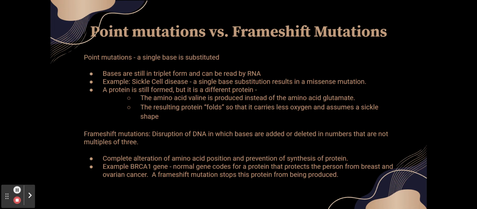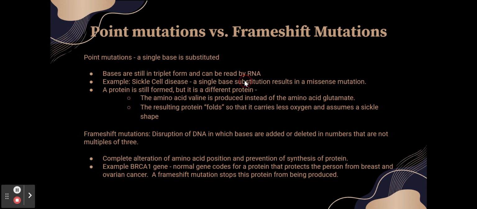And you get this crazy pattern that RNA can't read. So no protein is synthesized by the gene that's supposed to do that. For an example, we have the BRCA1 gene. The normal gene codes for a protein that protects that person from breast and ovarian cancer. But if you inherit an abnormal allele with this frameshift mutation, that protein is never produced and the person is more susceptible to breast and ovarian cancer.